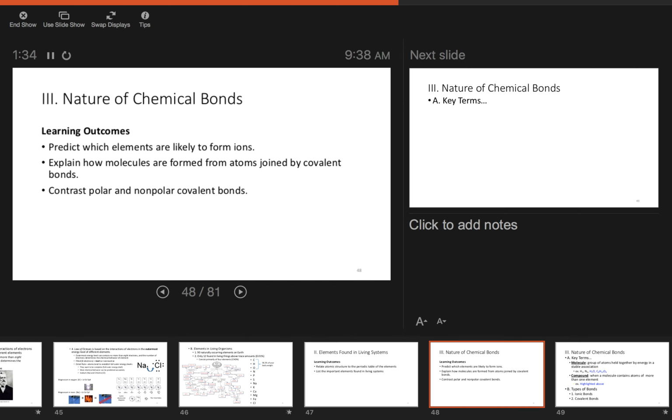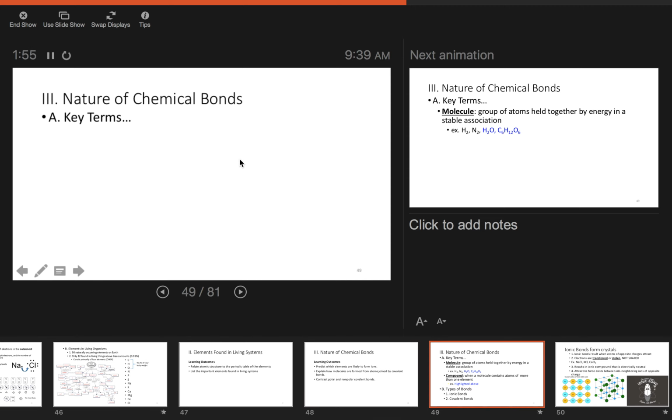We're going to go back to ions, positive charge or negative charge, cations or anions, and then look at how molecules are formed when they join by covalent bonds, and then contrast polar and non-polar covalent bonds. There are actually 2 types of covalent bonds that we can look at. So let's tackle some vocab here.